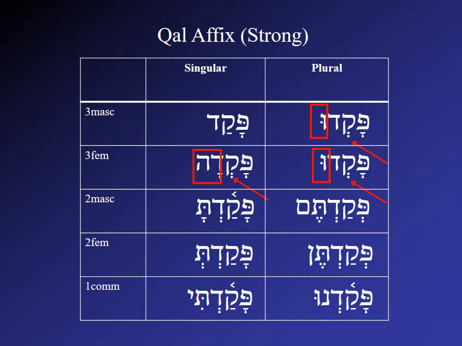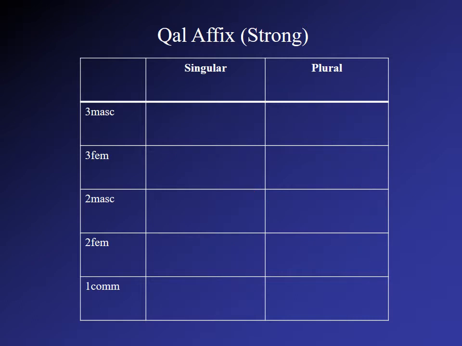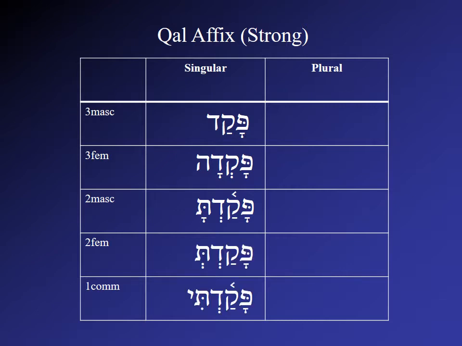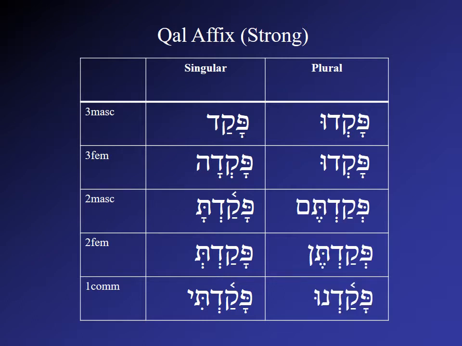When the affix starts with the consonants ta, ta, te, tem, ten, nu, in these cases it remains the full vowel. So just to review the Qal affix strong, we have pakad, pakada, pakadta, pakad, pakadti, pakadu, pakadu, pakadtem, pakadten, pakadnu.